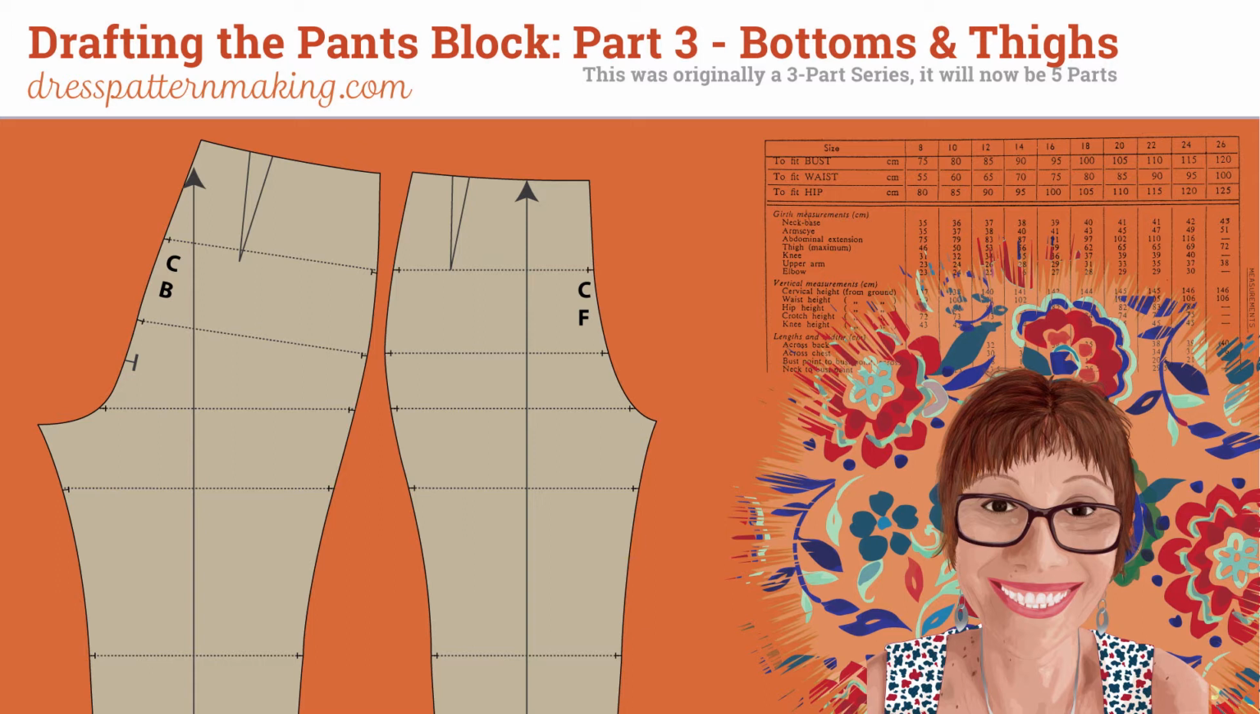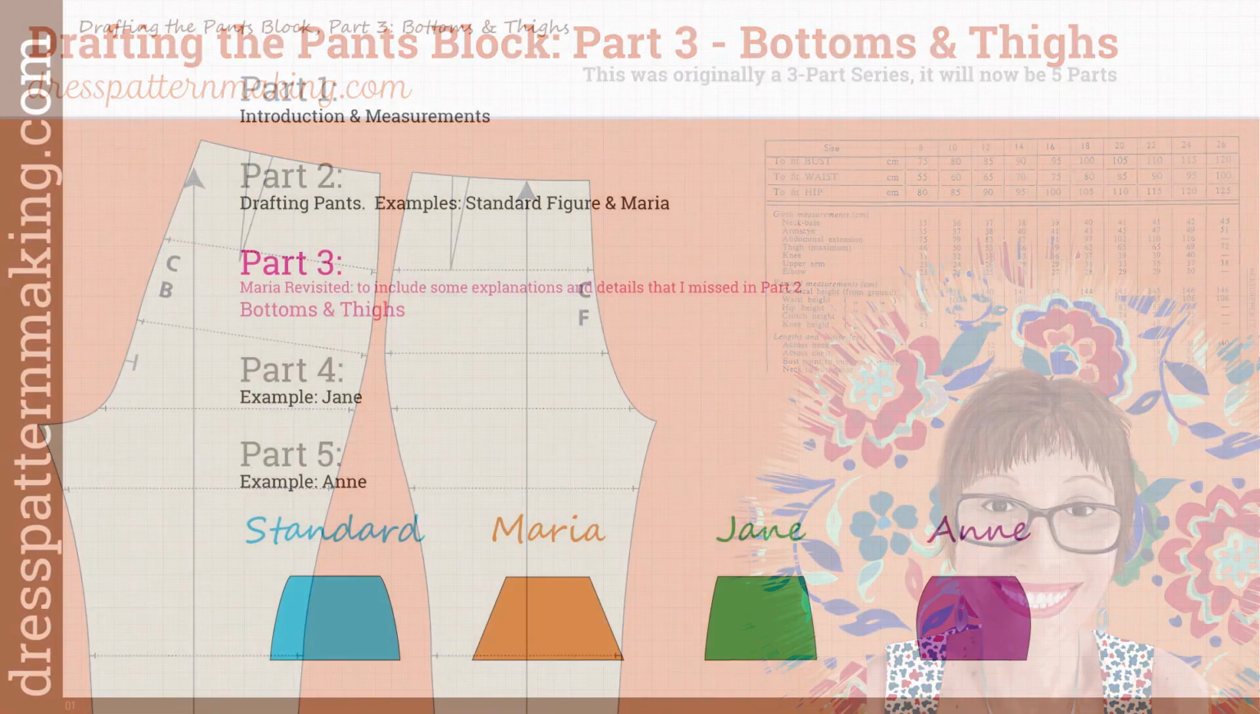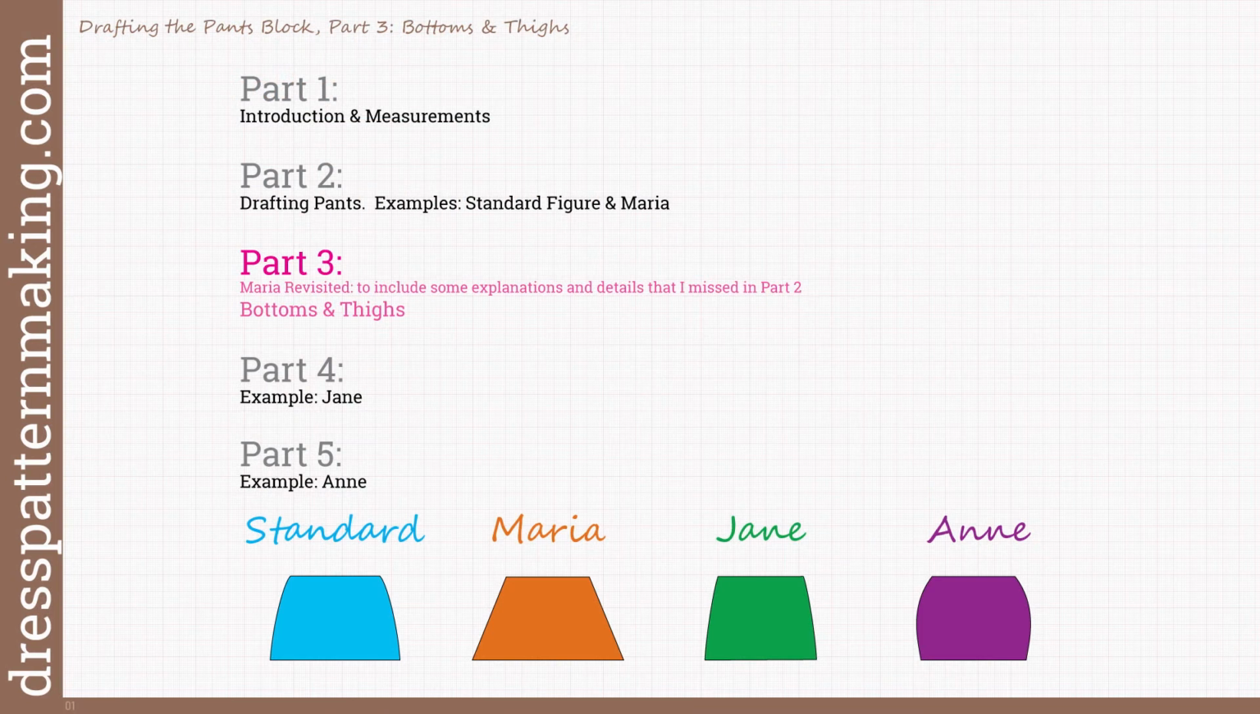It's been a long while, but I finally found the time to come back to do the next video in drafting the pants block series. Now, there was originally only supposed to be 3 parts to this series, but I'm going to do a Douglas Adams and do a trilogy in 5 parts. In part 3, this video, I want to cover some details, some information I missed when drafting my block, and in that process talk about bottoms and thighs as they relate to the pants block. This also relates to Jane, as both Jane and I do have something in common regarding bottoms and thighs.